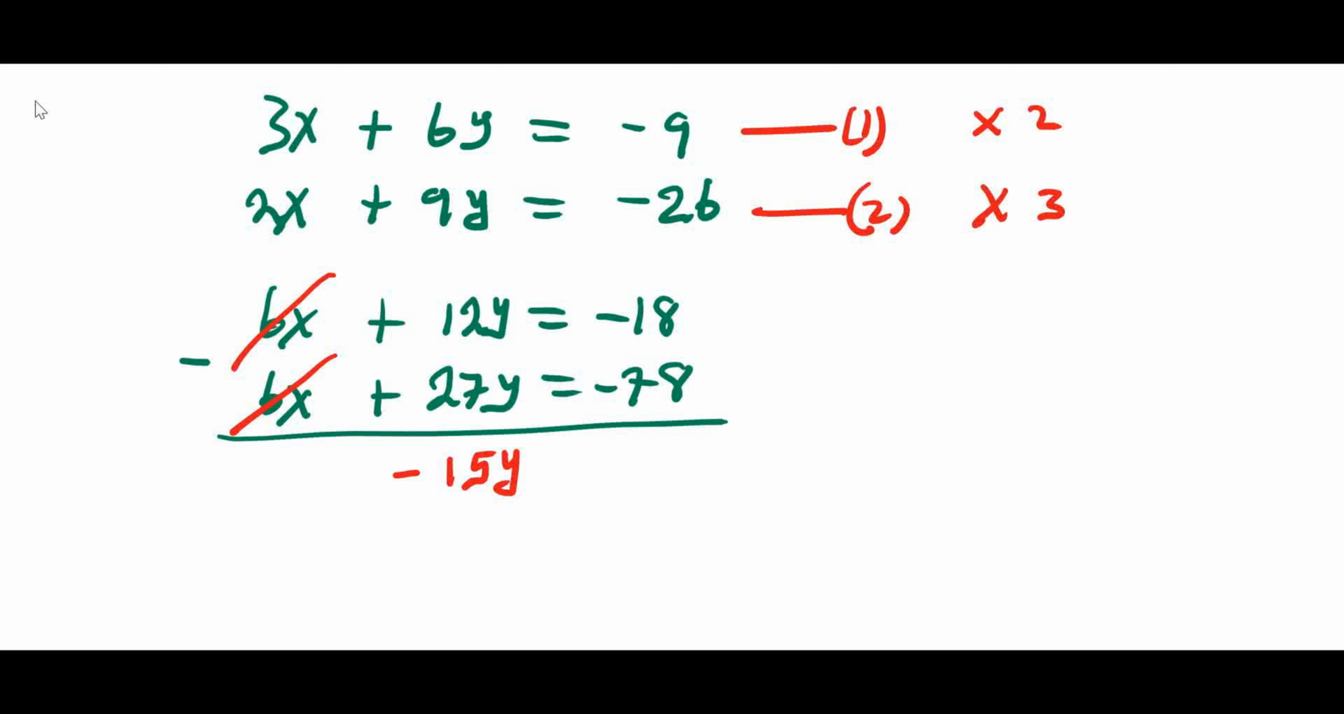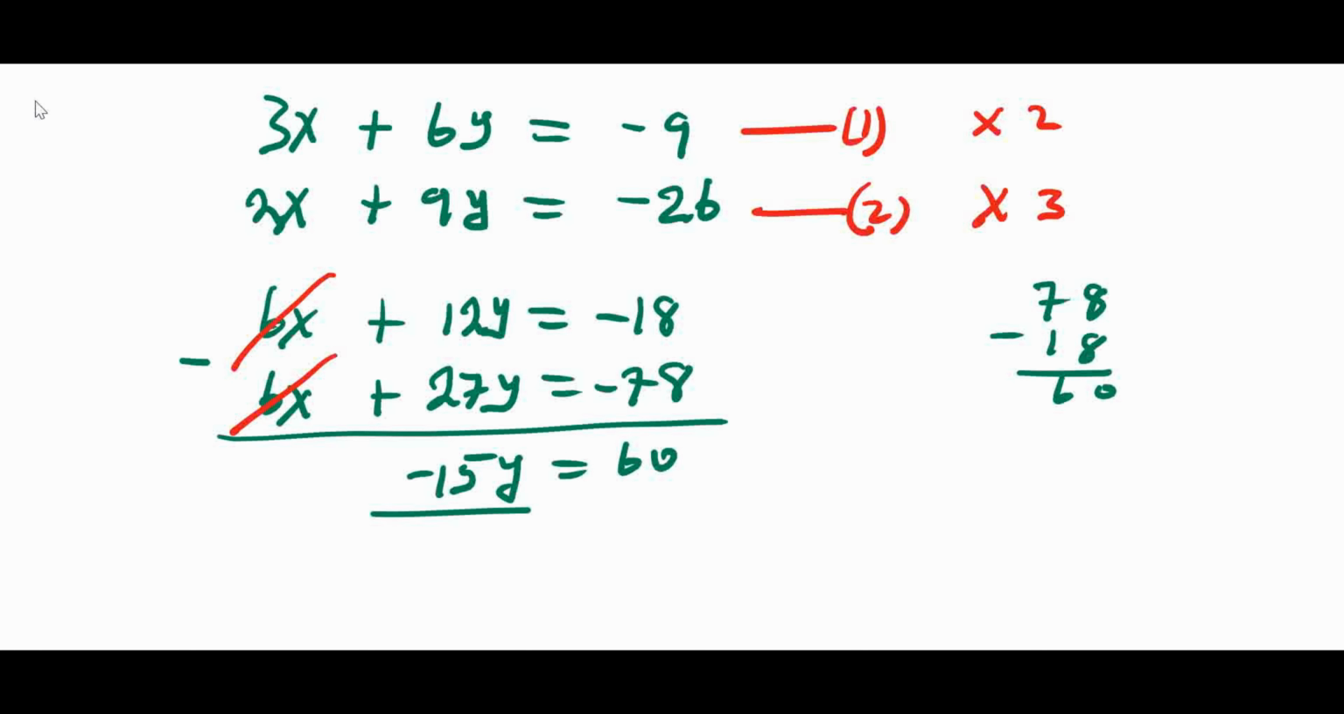-15y equals to -18 minus -78. That will simply become 78 minus 18. So that will give us 60. So we now have 60.